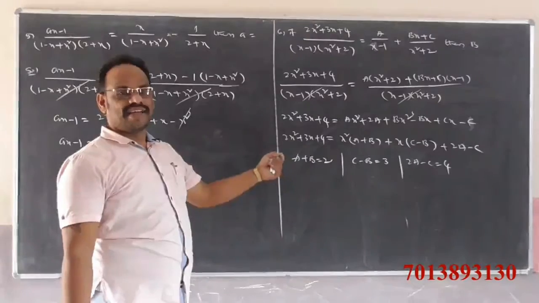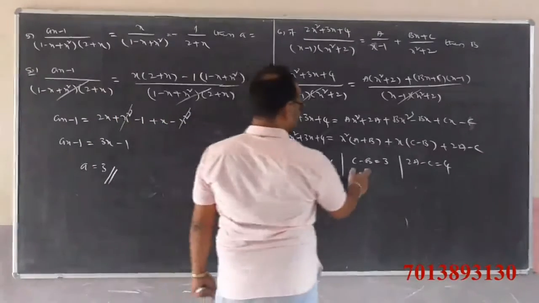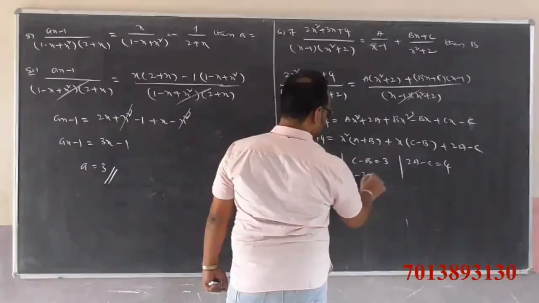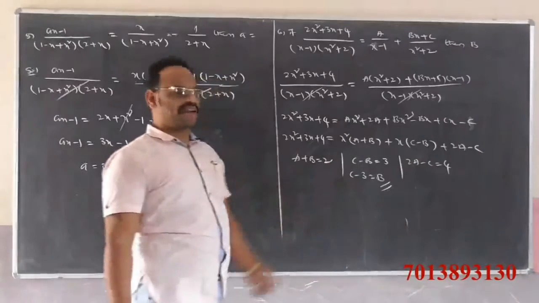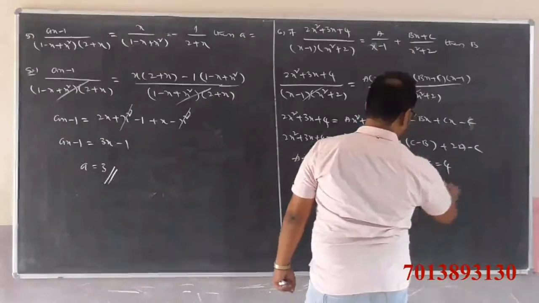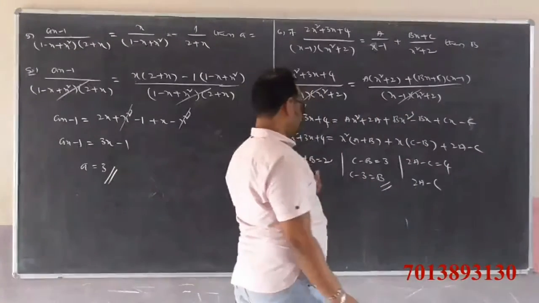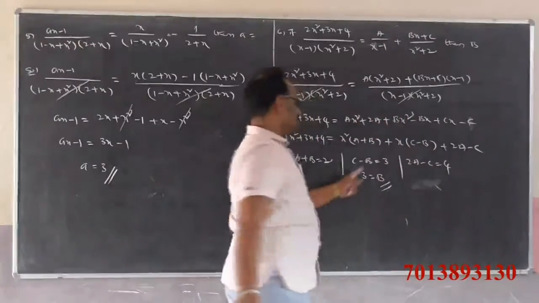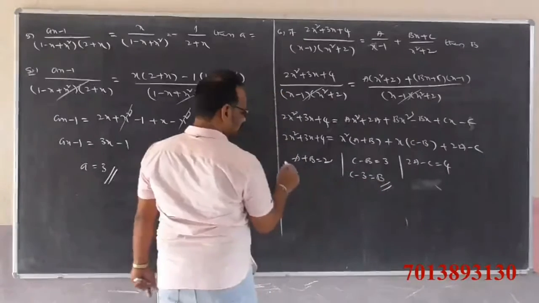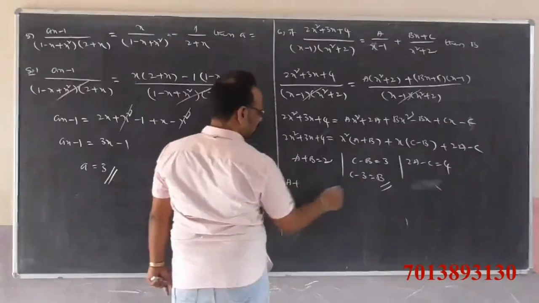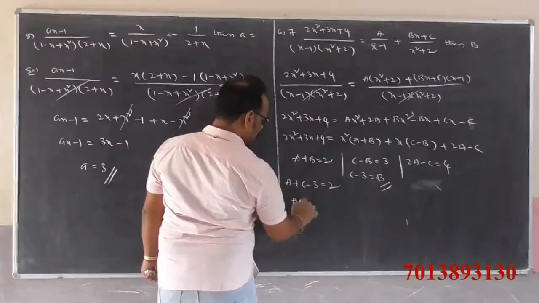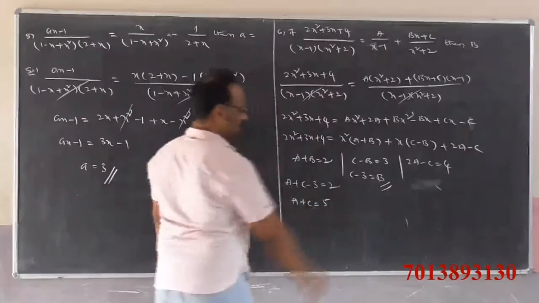We want a, b, c values. So clearly it converted into minus c minus 3 is equal to b. So b value is c minus 3. Substitute here in 2a minus c, and take c minus 3 is equal to b in a plus b. A plus b value, how much? 2. So a plus c is equal to, if you transform, we get 5.